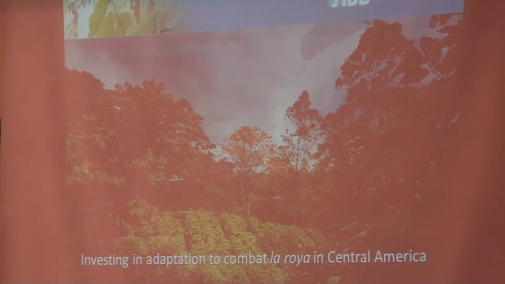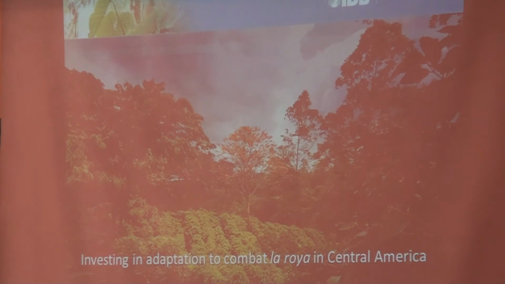We've given a loan to a coffee trader in Central America. As I'm sure many of you know much better than me, Central American producers have been hurt by La Roya, which is in part exacerbated by climate change. And so the loan is to the coffee trader, and the coffee trader then makes smaller loans to coffee producers for renovation of coffee plantation and improved farm management practices.